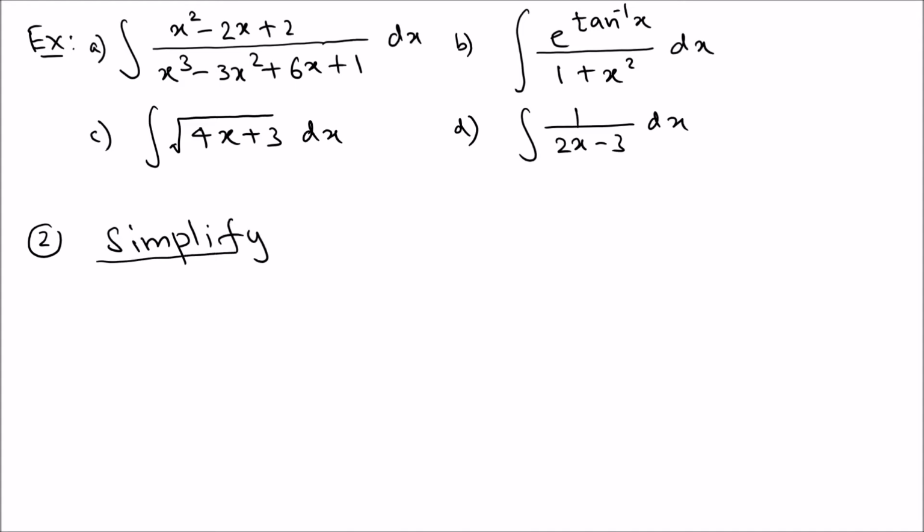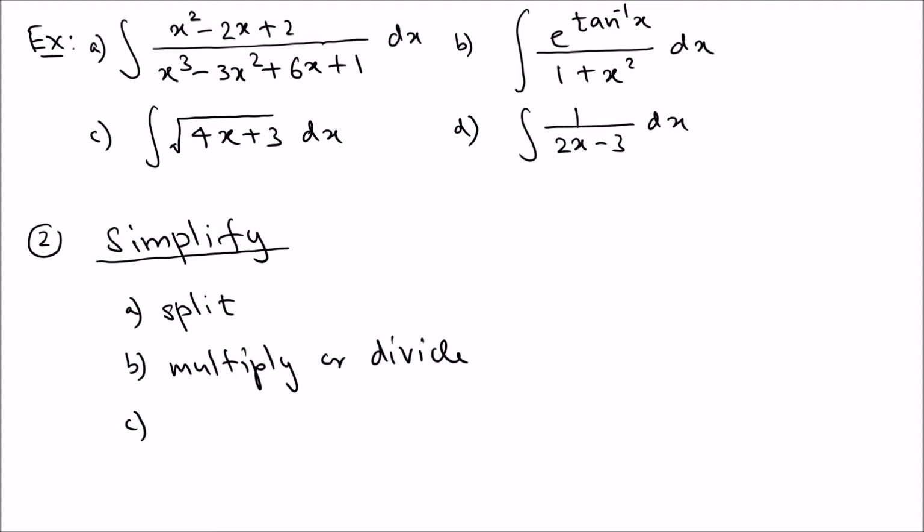So simplify is a kind of major method. Under simplify, we can talk about four techniques. The first one I'm going to call split. There are some problems that once you split, you can do it. So this is split. The second technique is multiply or divide, depending on the problem. And then the last one is multiply by conjugate. That's also a good technique.